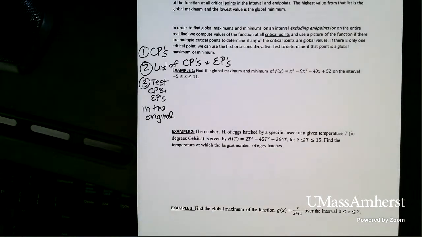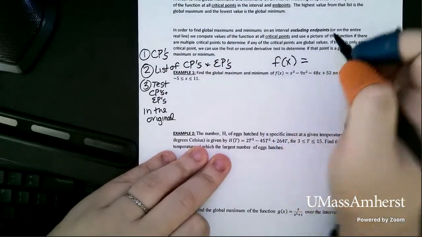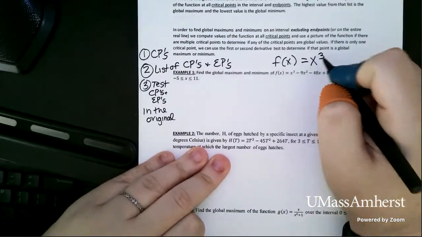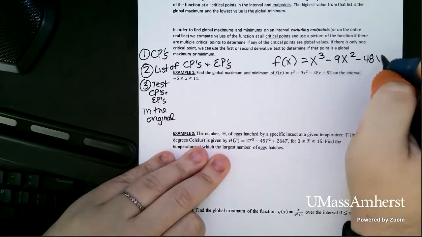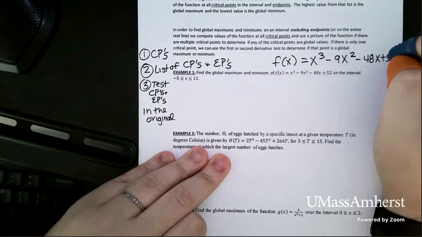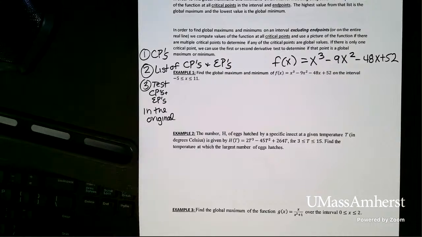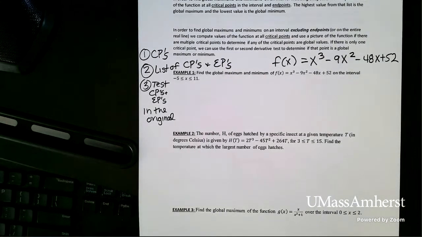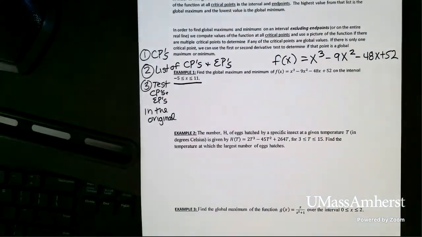Okay, so you're going to try the first one, but I'm just going to give you a couple of pointers. I'm going to write this function a little bit bigger just because it looks small to me on the screen. So x cubed minus 9x squared minus 48x plus 52. Okay, first step, you're going to find the critical points. So you're going to find the first derivative, set it equal to 0, right? Once you have those, you are checking them against the interval. Here, the interval is -5 to 11.